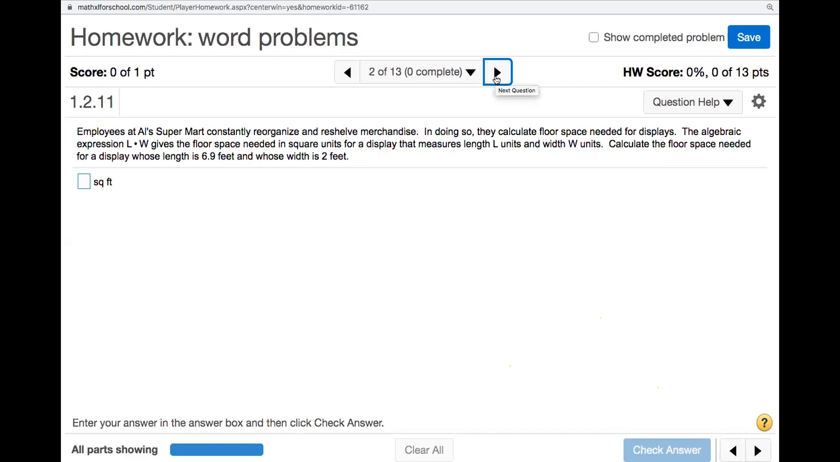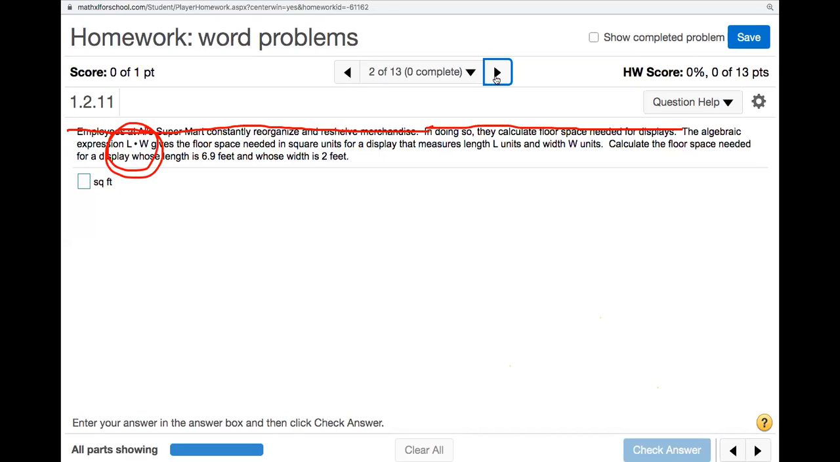Okay, guys. All right. So this one right here, it looks intimidating. But guys, really, let's decipher through this. What do we really need? Okay, let's look. Employees at Al's supermarket constantly reorganize and reshelve merchandise. You don't need any of the first sentence. Bam, gone. In doing so, they calculate floor space needed for displays. Okay, fine, they're going to calculate floor space. Bam, we don't need that either. The algebraic expression, now we're getting into something we need.